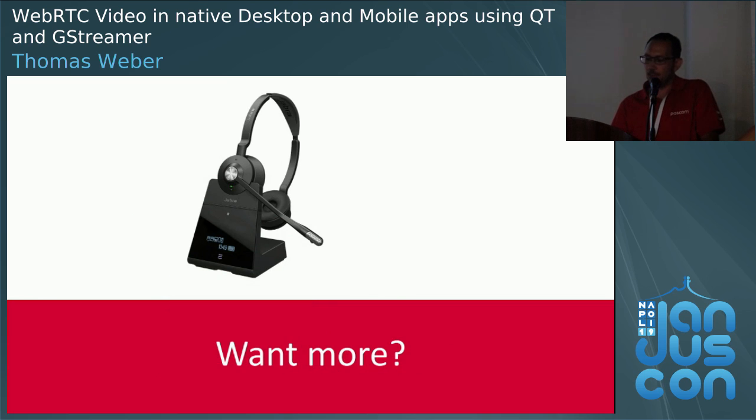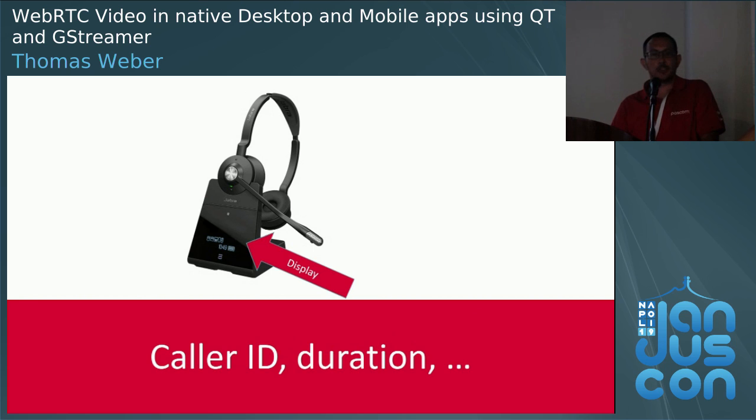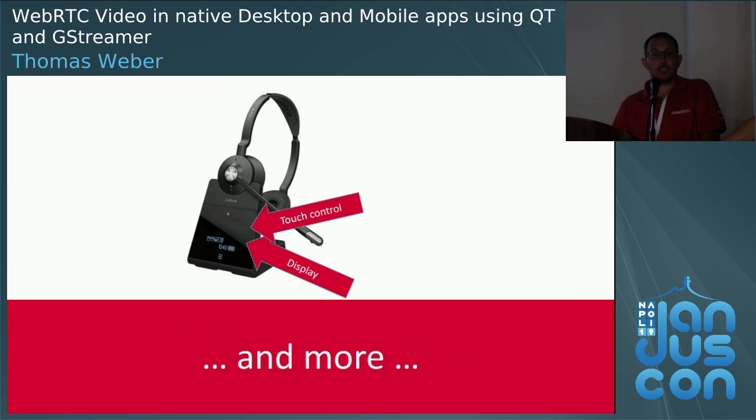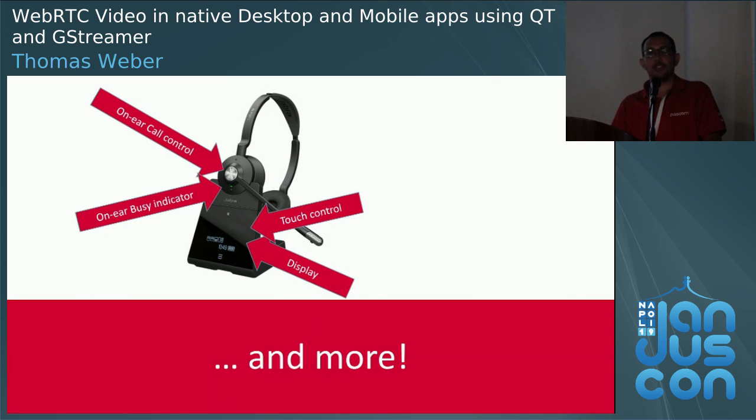So a complex example looks like this. It is a wireless headset, and it has even more features. It has a display, so you can signalize the call ID, the duration, and such things. It has a touch control, so you can actually control the call from here. It has, again, on the earpiece call control, so you can accept or terminate the call directly with a finger press on your ear. And it has a busy indicator, so if you have a room full of agents, you see who is phoning and who not. So integrating this seems to be very simple, but it isn't.